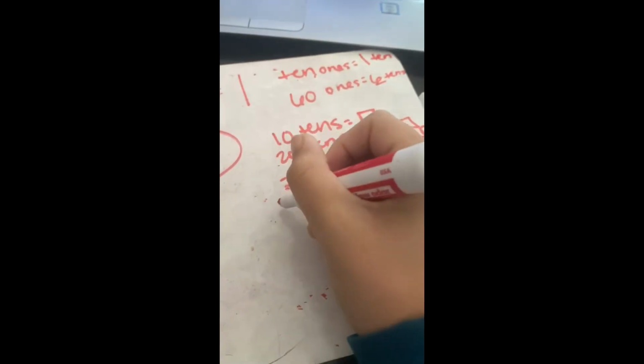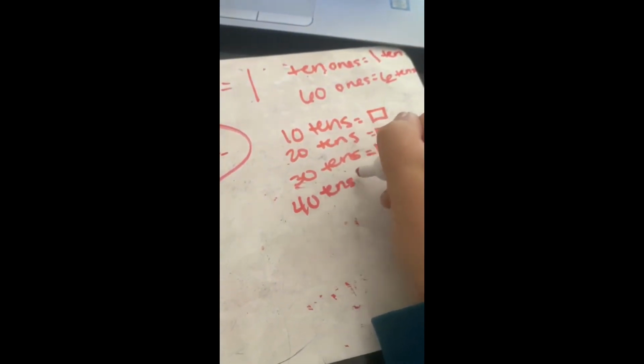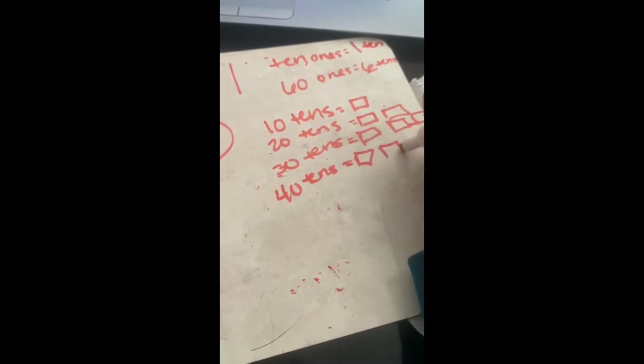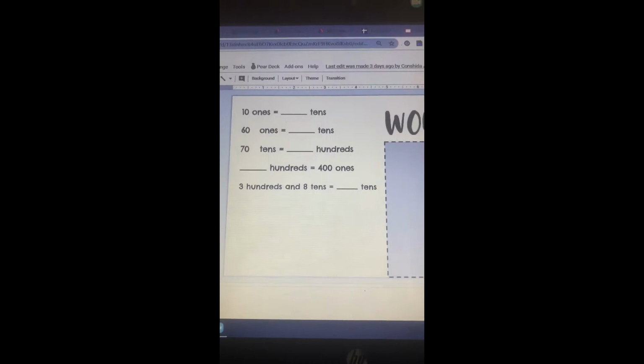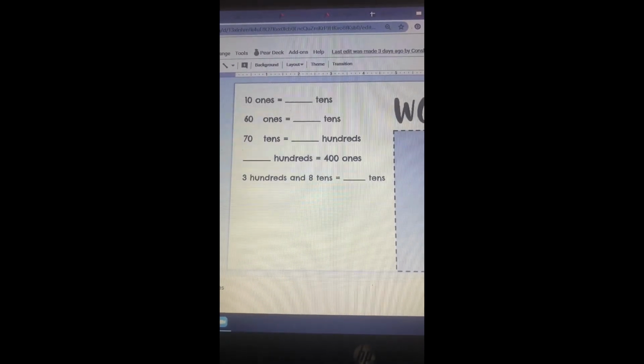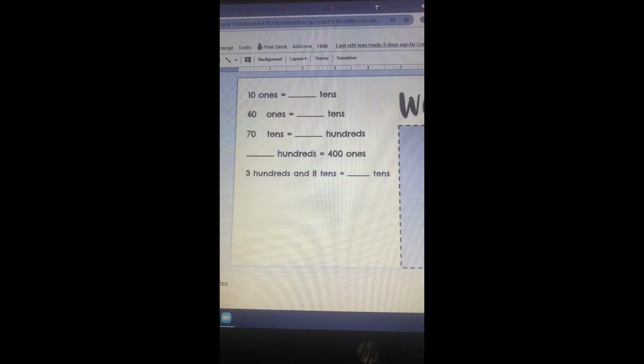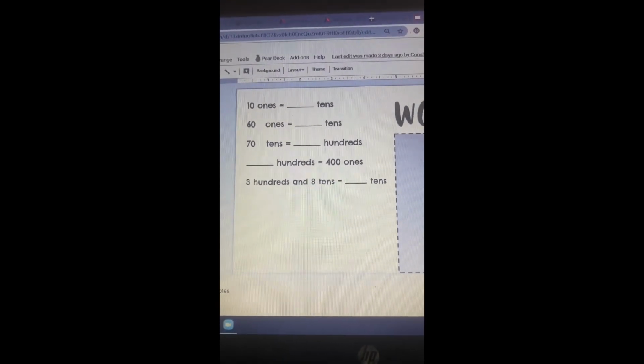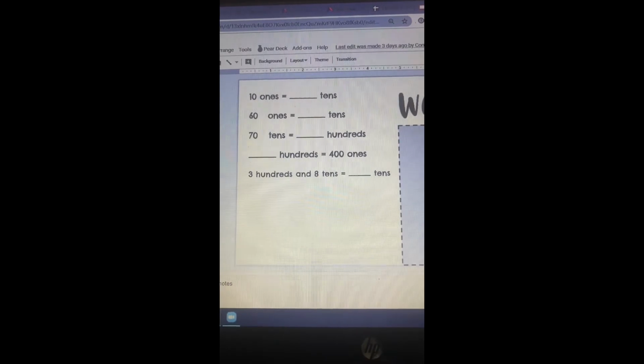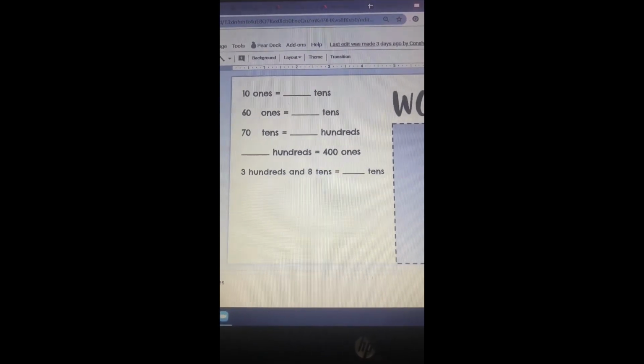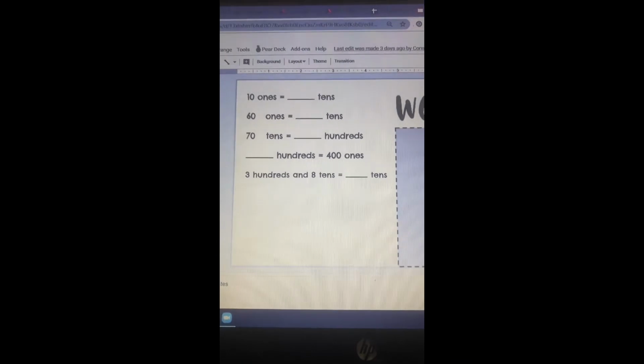$300. If I had 40 tens, that would be $400. So what do you think 70 tens would be? How many hundreds would I have? 7 hundreds. How many hundreds equal 400 ones? Hopefully you understand that 400 ones is the same as 4 hundreds. 308 tens is the same as how many tens?